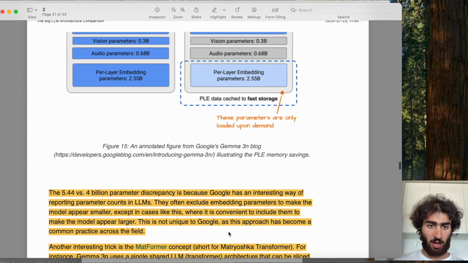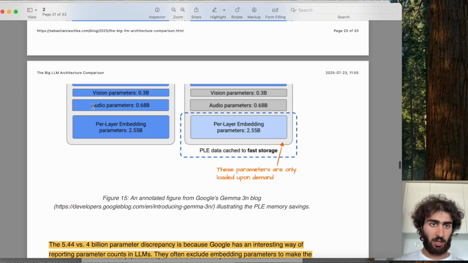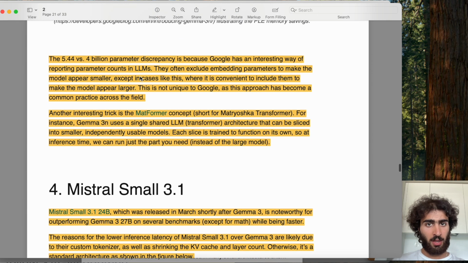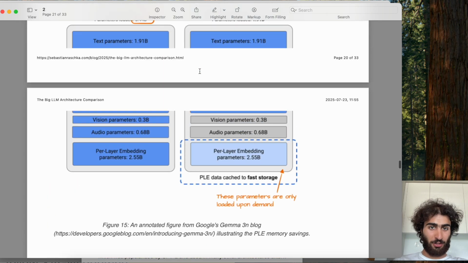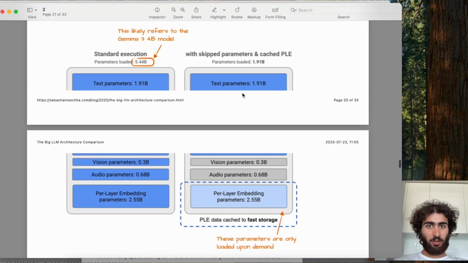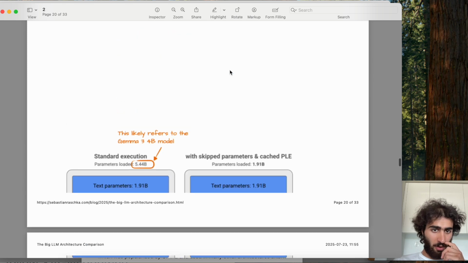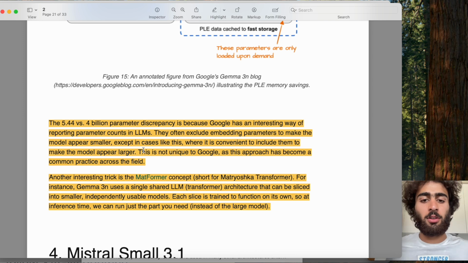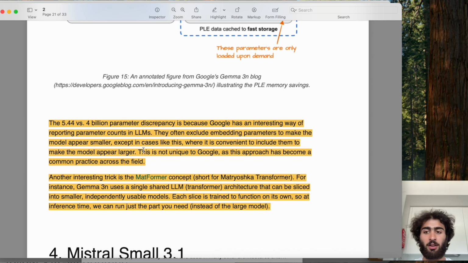So this is from the Gemma 3n blog. What is worth noting here, though, is I thought it was a 4 billion parameter model. Where is this 5.44B coming from? And this is because Google and others have an interesting way of reporting the parameter count in LLMs, where they exclude the embedding parameters to make the model appear smaller, except in cases like this, where it is actually convenient to make them appear larger, since you'll have a larger difference between your cached and skipped parameter model versus your standard one. So this is, however, not unique to Google because it's a common practice across the field.